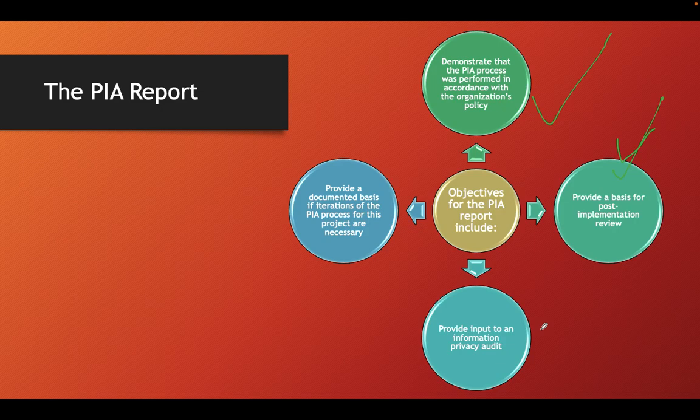Another reason for the report is to provide input to an information privacy audit. So whenever we have an information privacy audit, the auditor already has some data from the privacy impact assessment to work with in order to carry out the audit. Then the fourth is to provide a documentary basis if iterations of the privacy impact assessment process for these projects are necessary, if you have to do it again. The report is already the document, so every time you have to do this again, you already have a document to refer to. So these are the four objectives for carrying out the privacy impact assessment report.